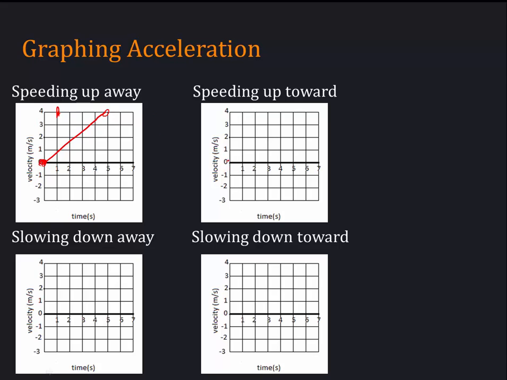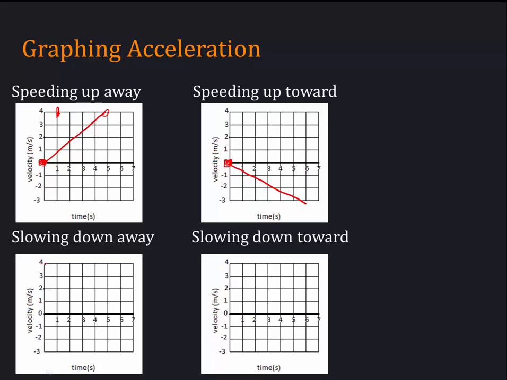Speeding up, moving towards. Again, speed up means I'm going to start slow. I'm going to start at 0. Moving towards means it's got to go negative, and get faster means it's got to get away from 0. So here's a velocity time graph that shows speeding up, moving towards the reference point.